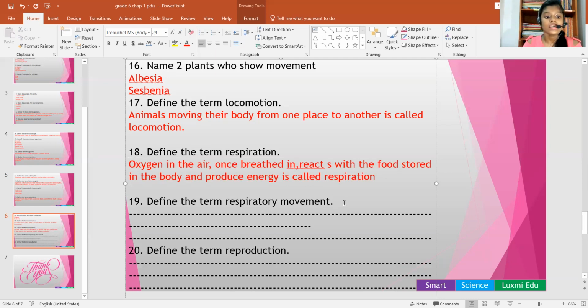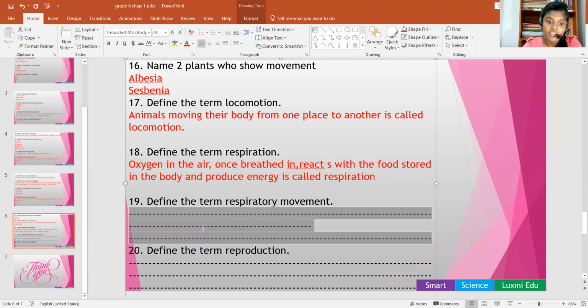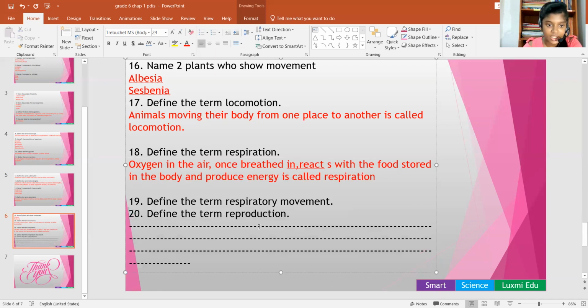Okay. Next one, 19th question. Define the term respiratory movements. So children, respiratory movements. So you know what is the meaning of respiration? Yes, you know what is the meaning of respiration.